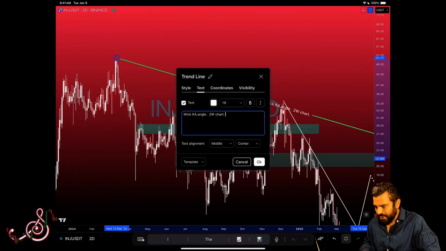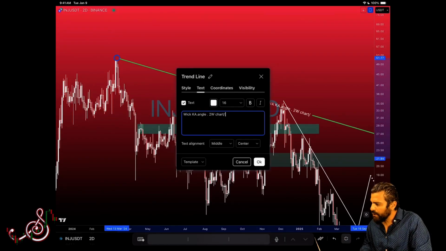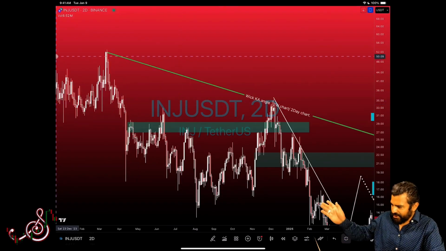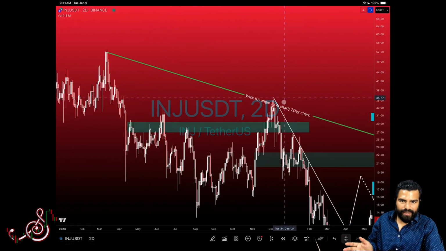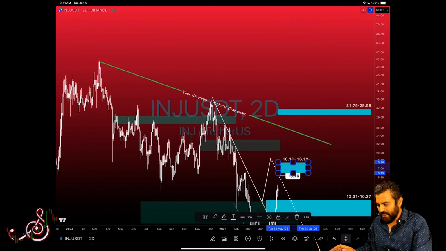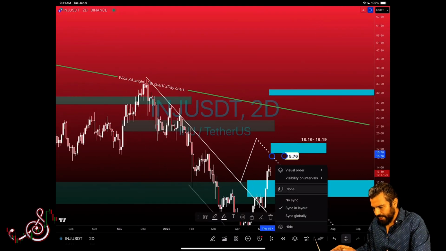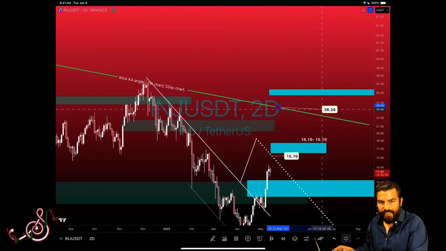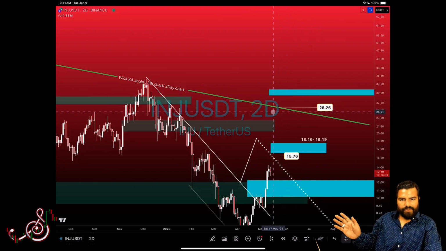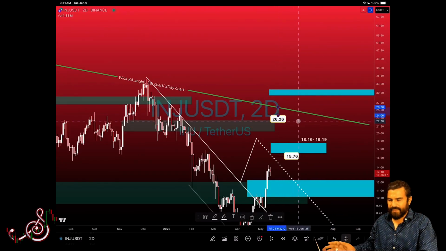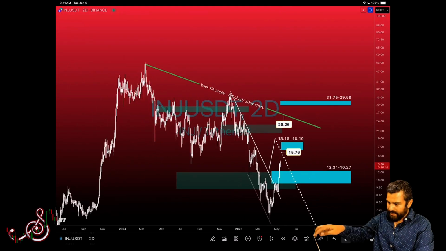So where I put 2-week chart, I'm going to put slash 2-day chart. So that's just to remind me that the 2-day chart and the weekly chart wick angle are the same. So I'm going to probably pay attention to that price. And right now that price is going to be somewhere around $26 dynamic negative. So that means that as time goes on, that number is going to fall lower and lower. But right now it's about there, 26. Okay, so far I'm onto something.